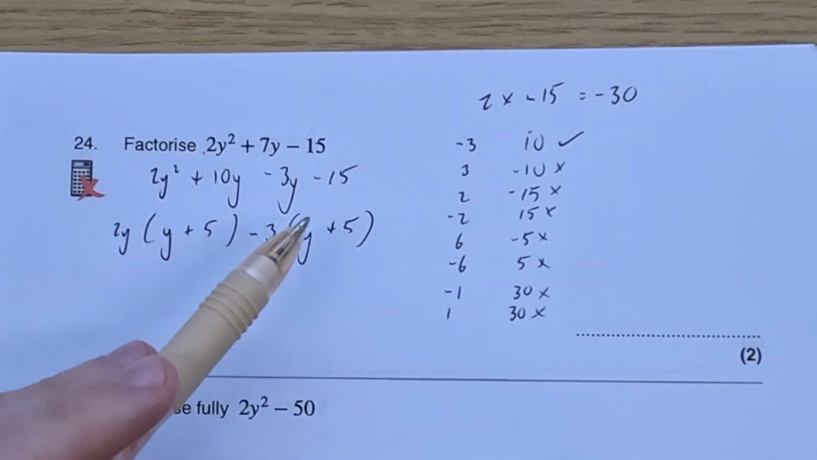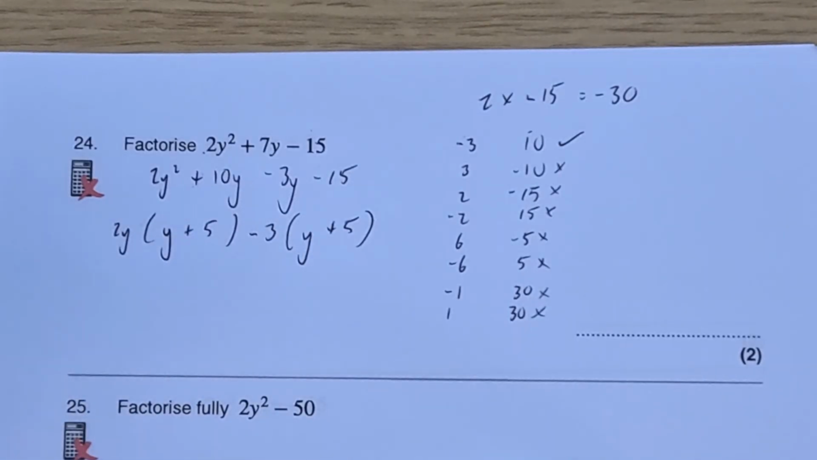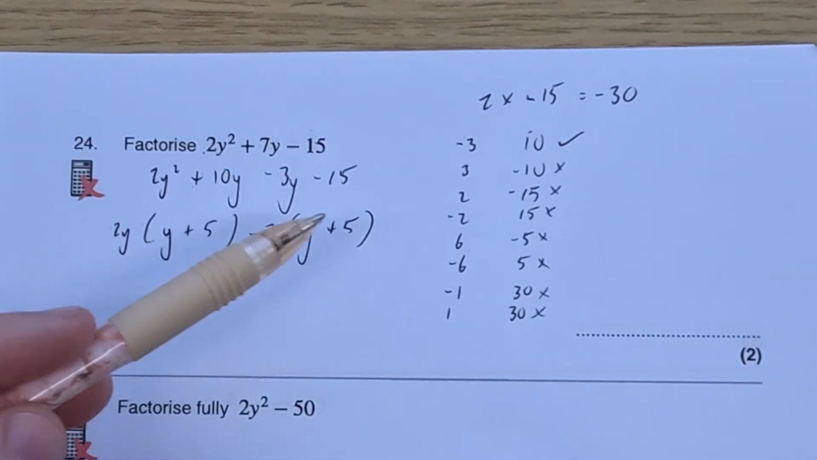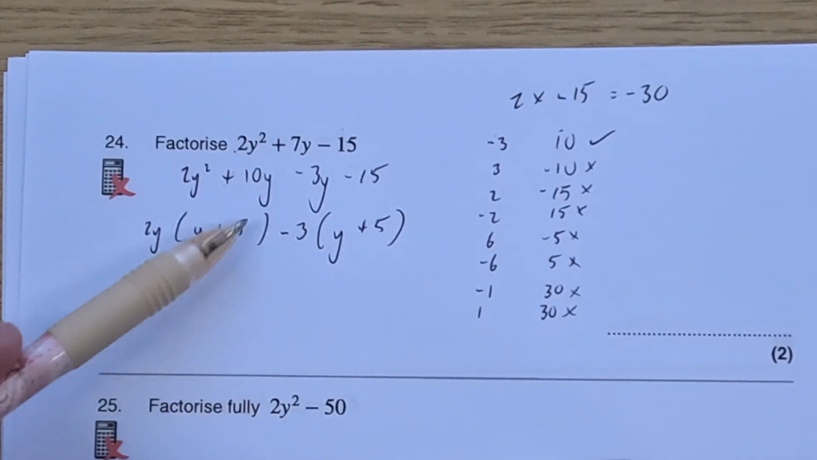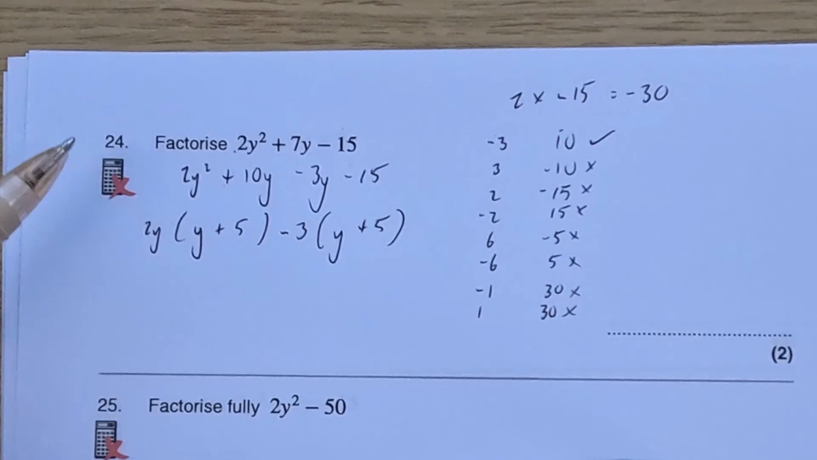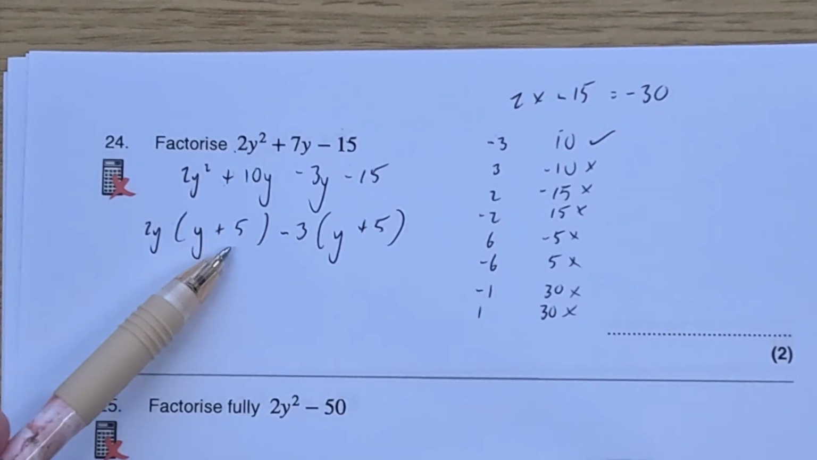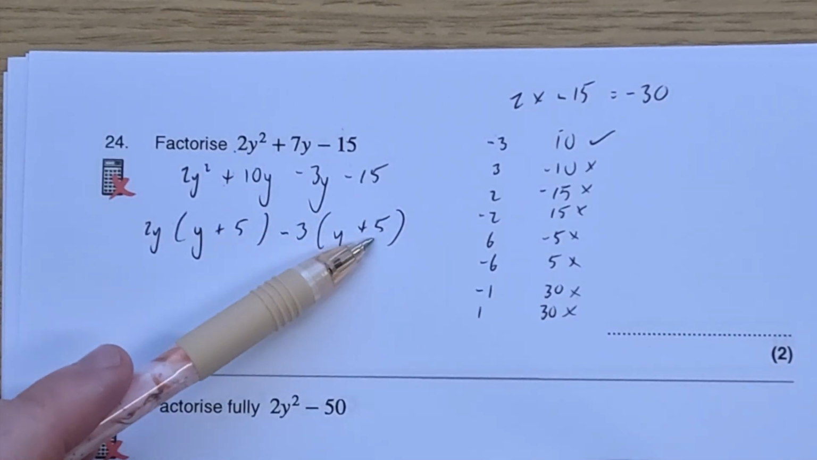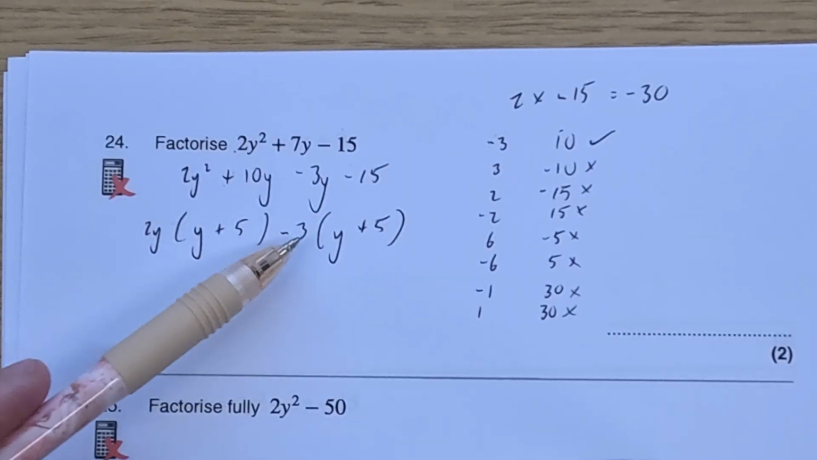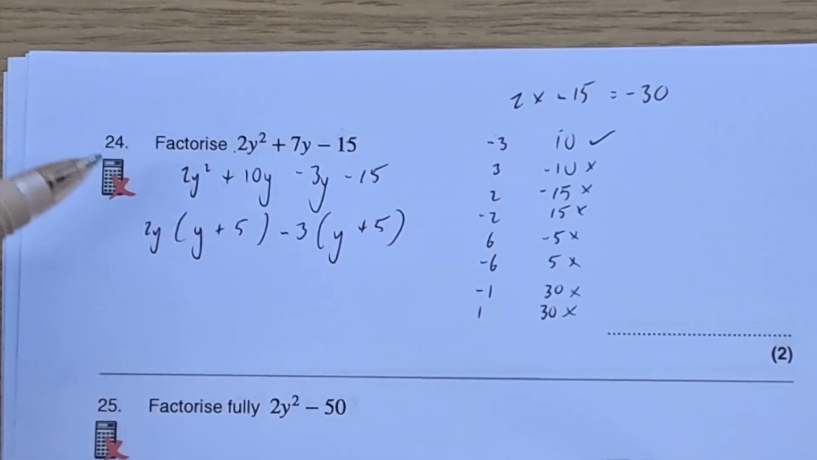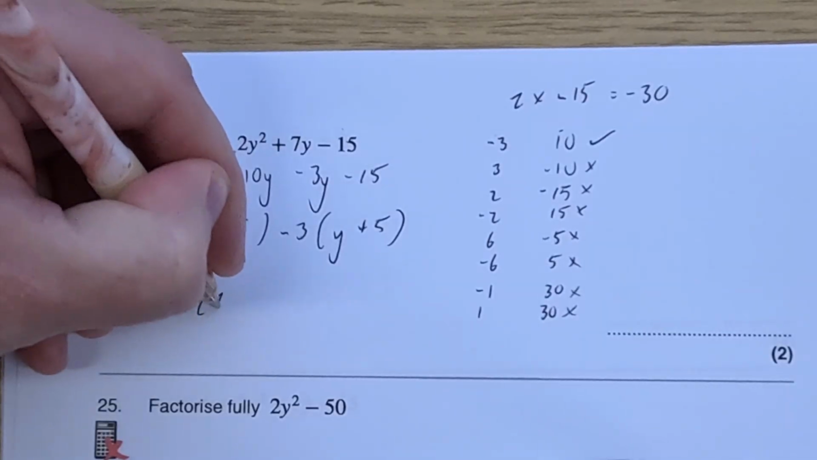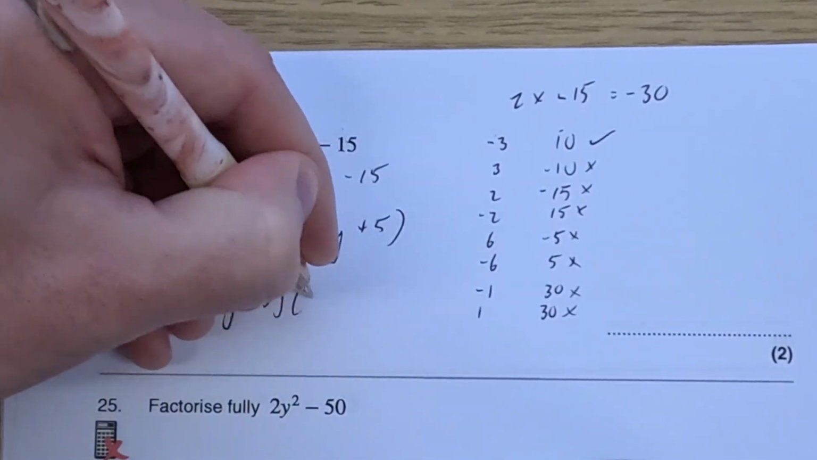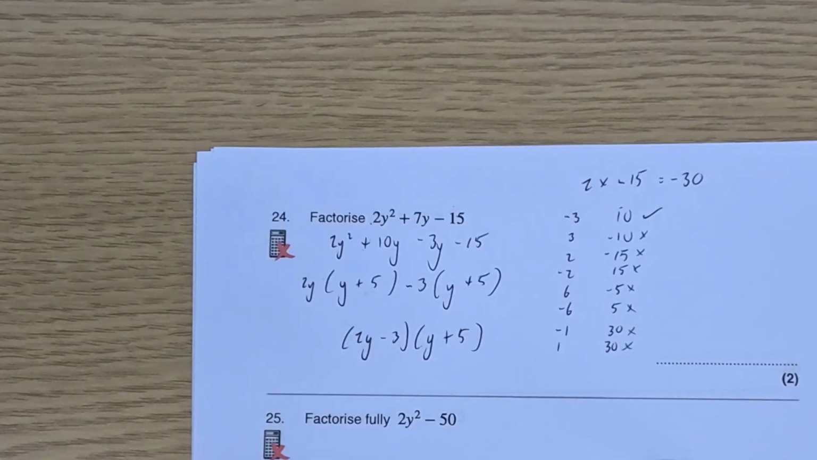Now you'll notice here that you get the same bracket twice, and that should be the case. Whenever you do the split in the middle technique, you should get the same bracket twice. So we've got here y plus 5 and y plus 5. Now if we have a look at this, we've got 2y lots of this bracket and minus 3 lots of this bracket. So altogether we've got 2y minus 3 lots of this bracket. So we're going to put this and this in a bracket, because we've got 2y minus 3 lots of y plus 5. And that's it, we've factorized it.